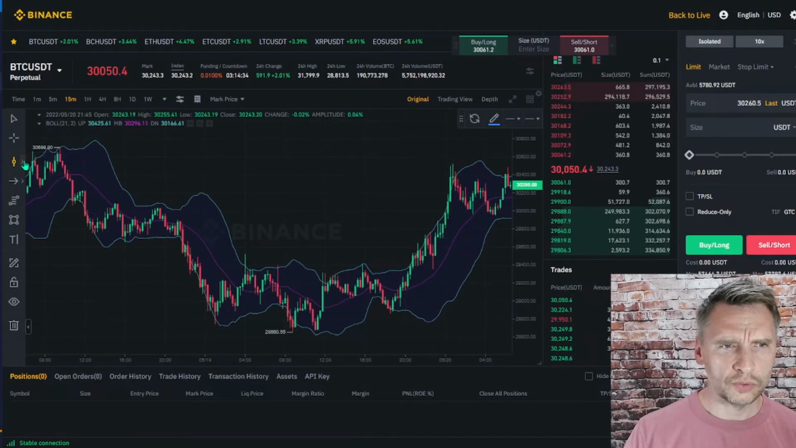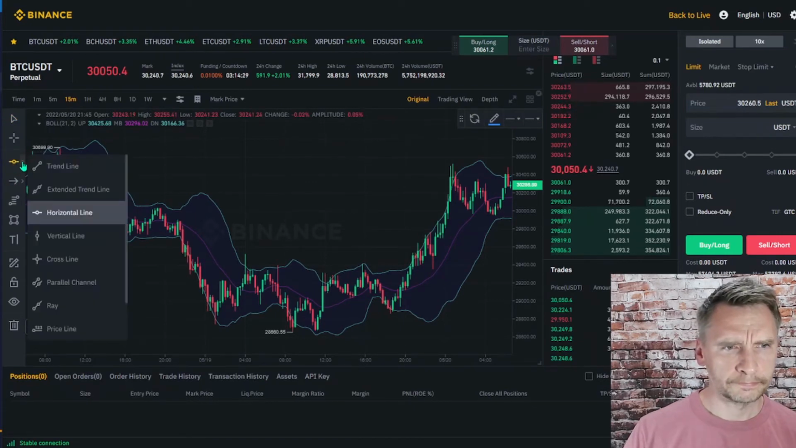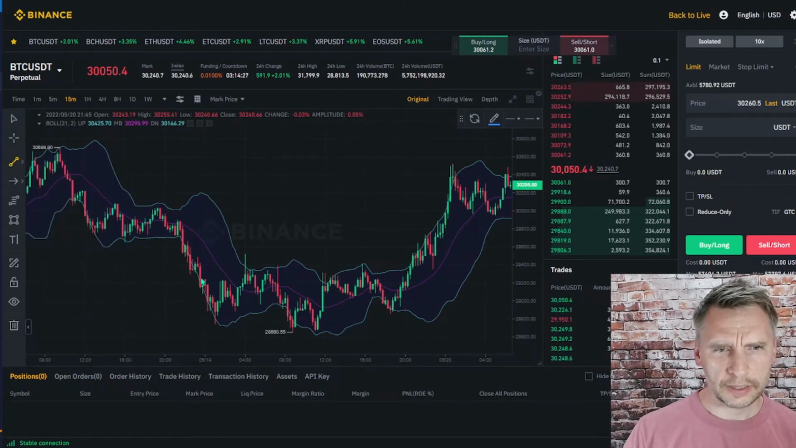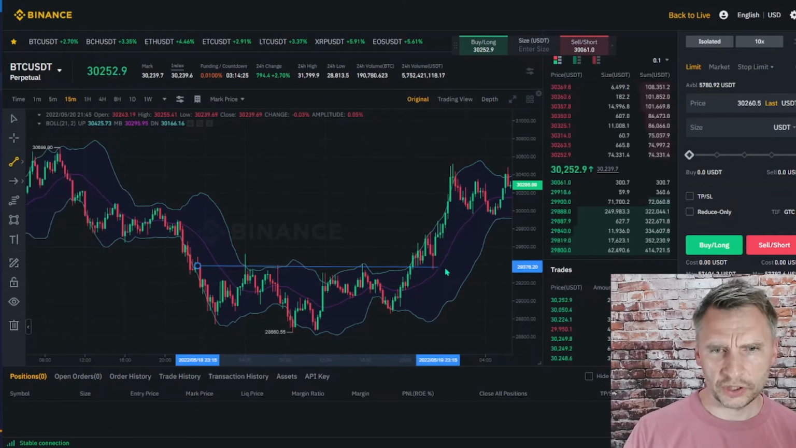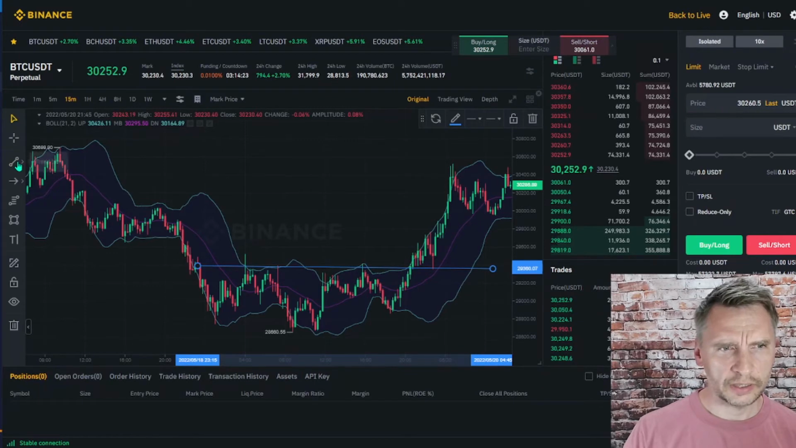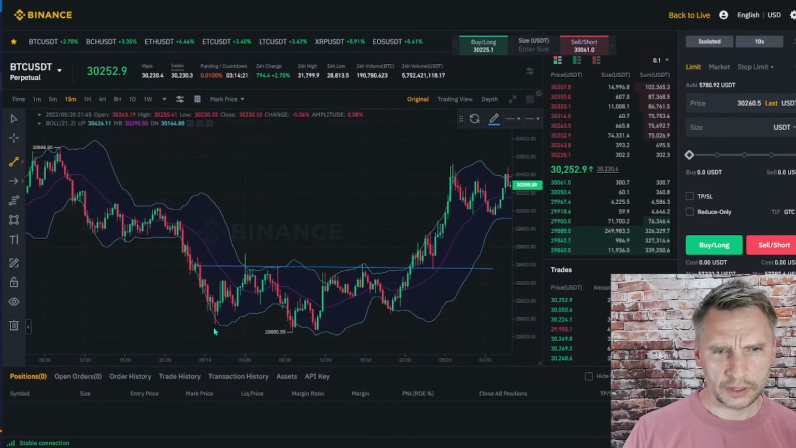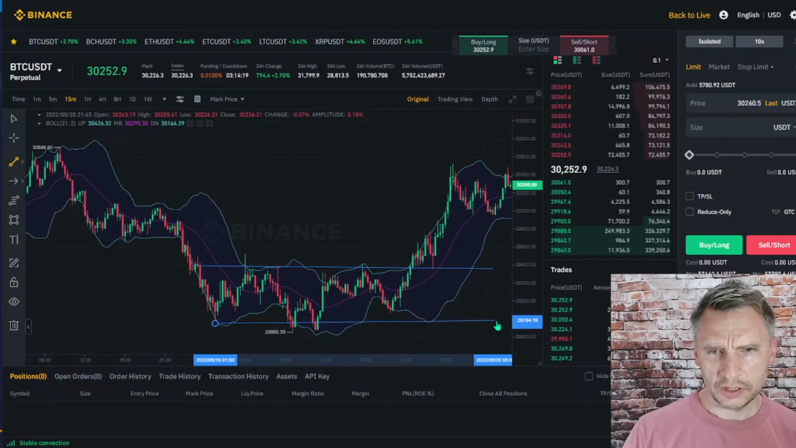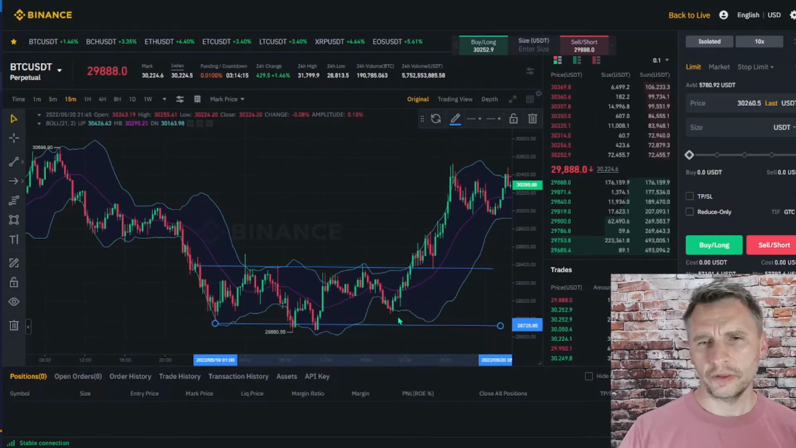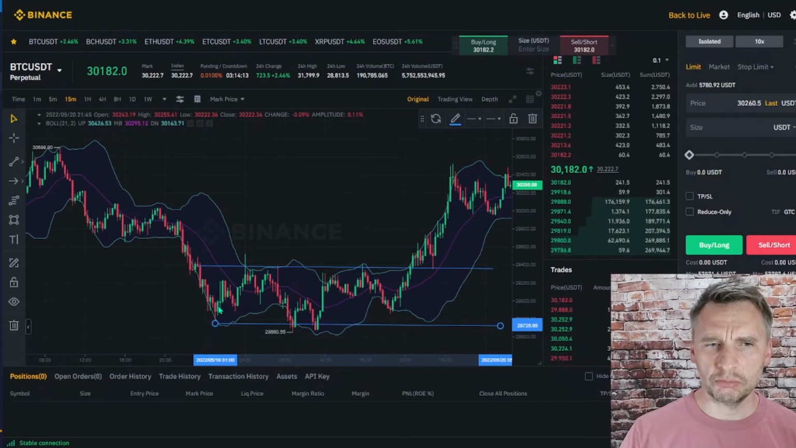If you wanted to draw it, you could draw a trend line, let's say from over here right across here, and then another one, let's say from here to here, and this would be the price range within which Bitcoin basically bounces up and down and gives you a lot of opportunities for trading.